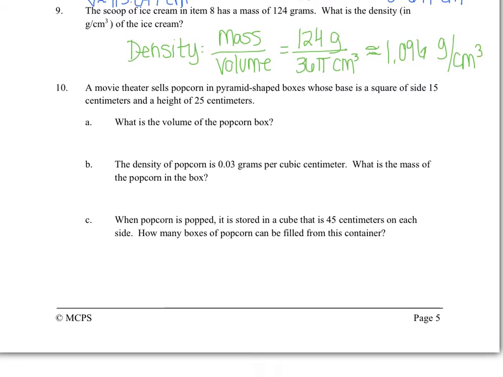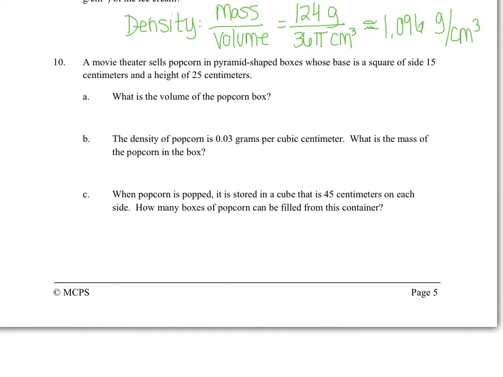Question number 10 says a movie theater sells popcorn in pyramid-shaped boxes whose base is a square of side 15 centimeters and a height of 25 centimeters. What is the volume of the popcorn box? Well, we have this pyramid, and it's a square, so each side is 15 centimeters, and the height is going to be 25 centimeters. So the volume of a pyramid is 1/3 area of the base times the height.